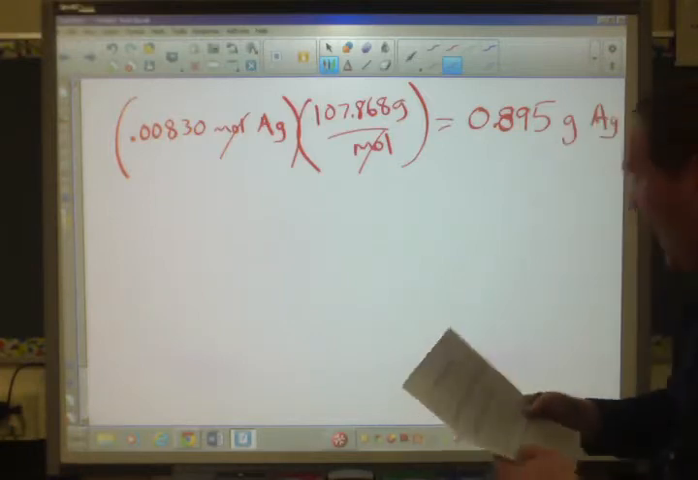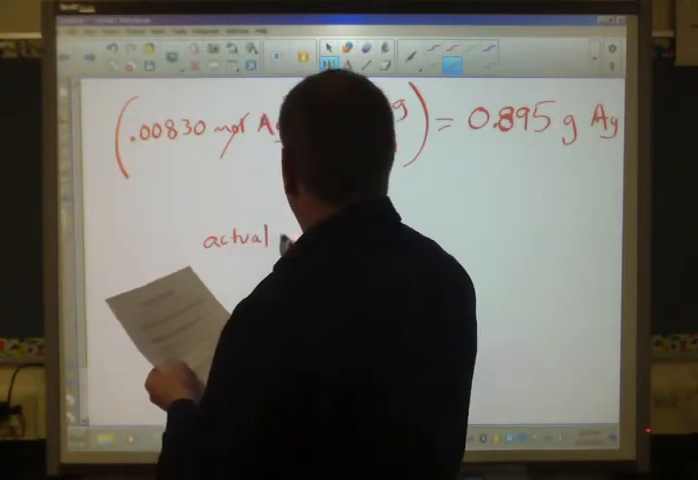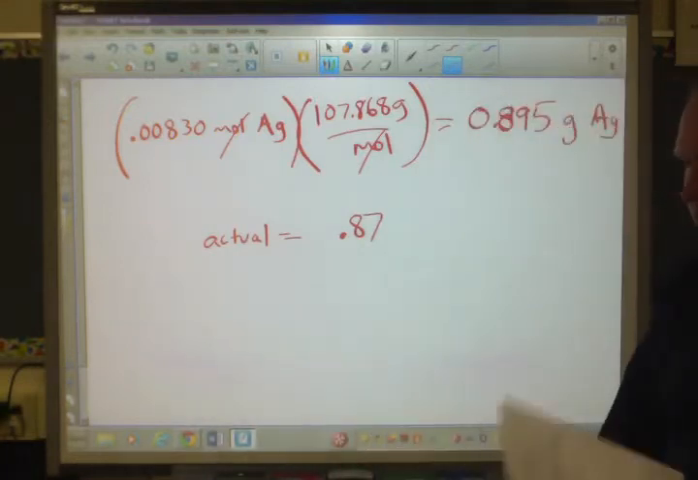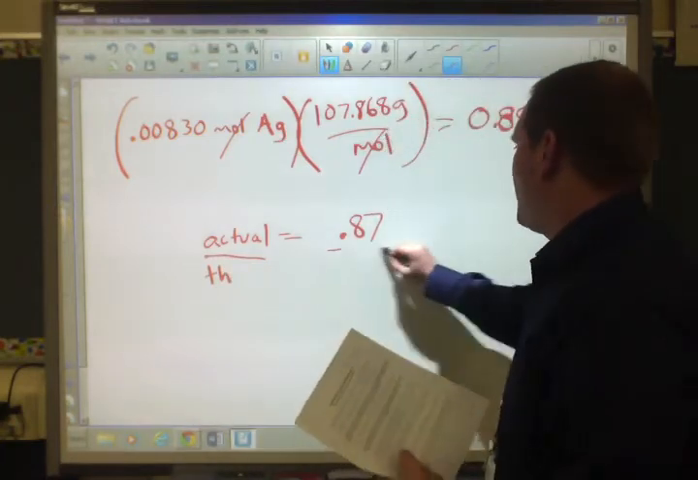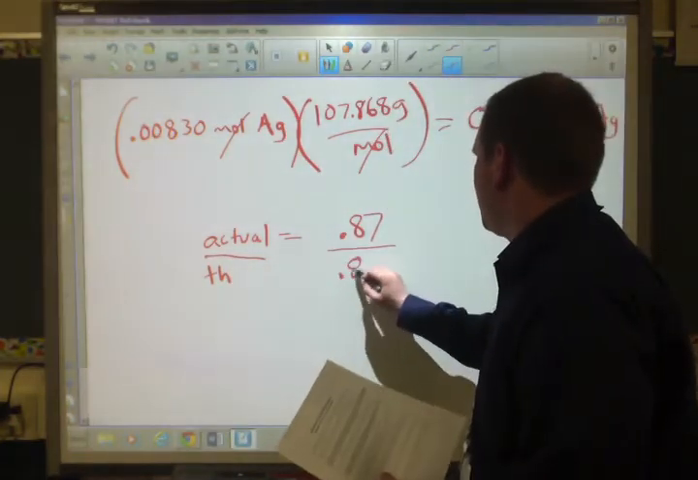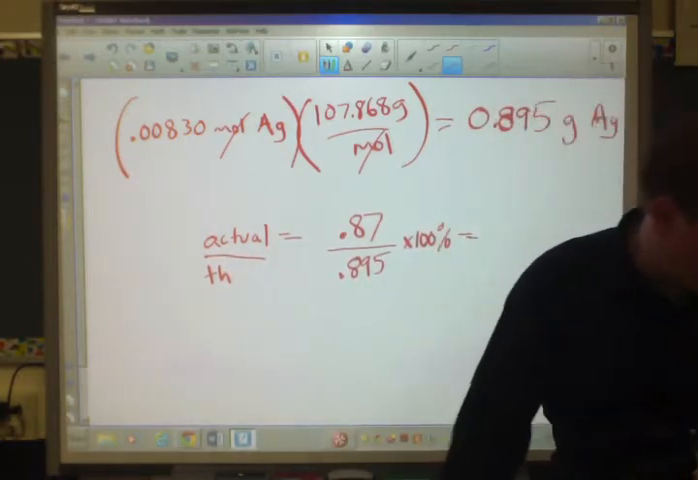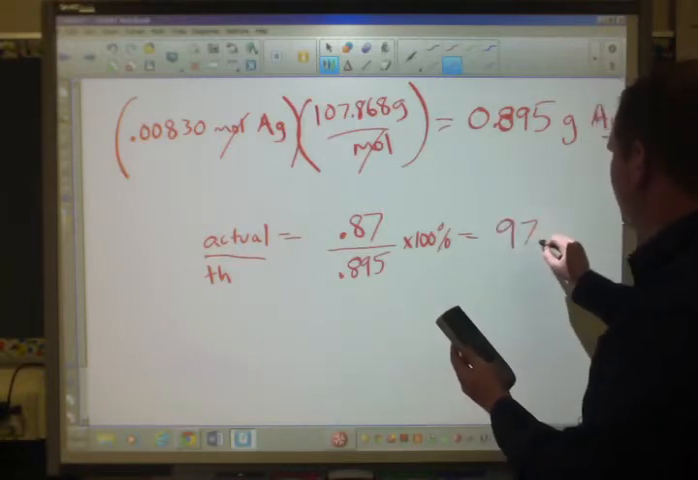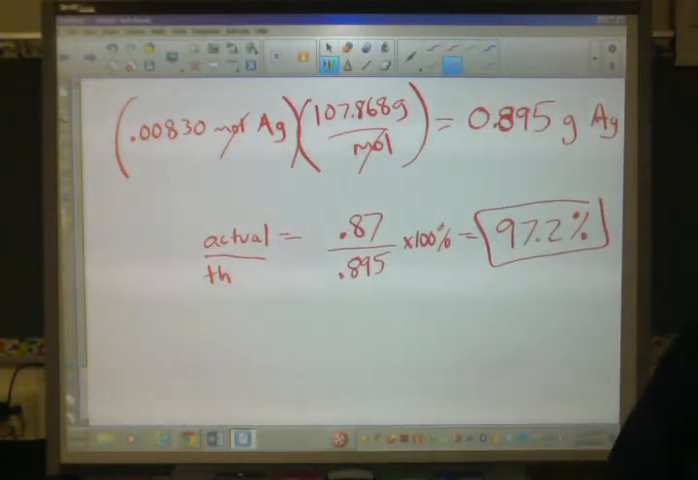But in this problem, my actual yield is 0.87. So to find my percent yield, it's actual over theoretical. So 0.87 over 0.895 times 100% is going to equal 97.2%. And that's our final answer.